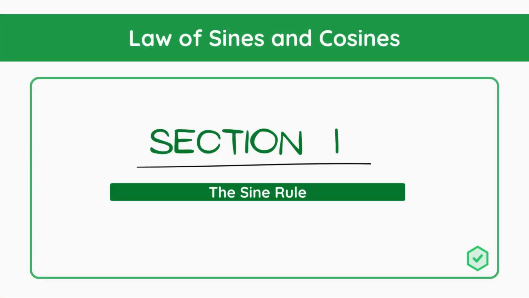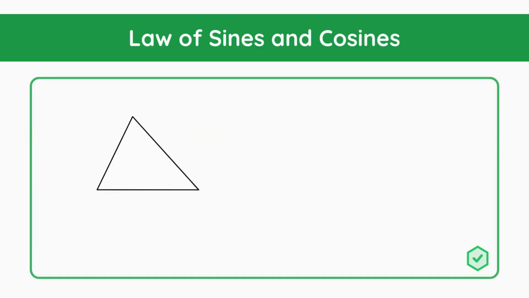Now let's get started. Before we start using any formula, we must make sure we label our triangle correctly. In non-right angle trigonometry, we label the three vertices or angles using capital letters A, B, and C. The side directly opposite angle A is labeled with a lowercase a. The side opposite angle B is lowercase b, and the side opposite angle C is lowercase c. Notice how each letter pair sits directly opposite each other across the triangle.